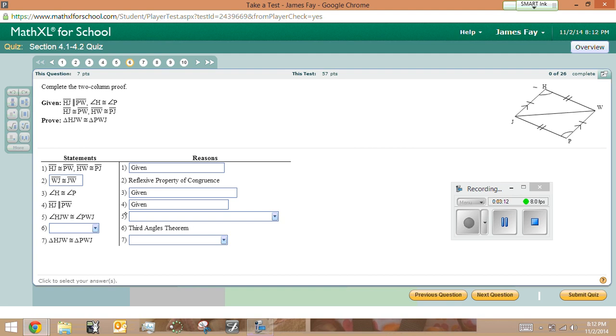And now the part that comes up with the parallel lines. HJW, which is that angle right there, and PWJ, which is that angle right there. They're congruent because we have that line parallel cut by that transversal. So this angle here and that angle there are alternate interior angles. So that's how those two angles are congruent. So we'll draw that in, come down here and say it's because of alternate interior angles.